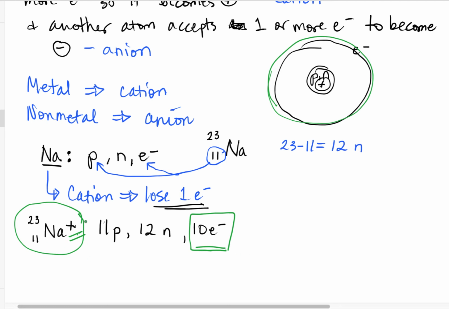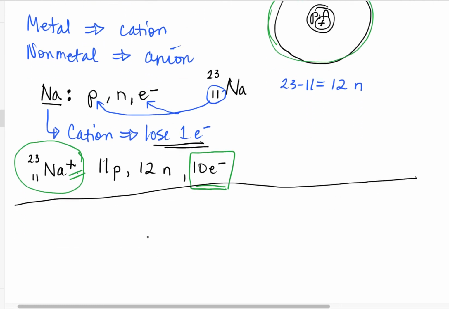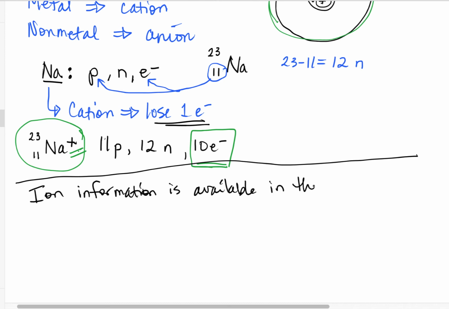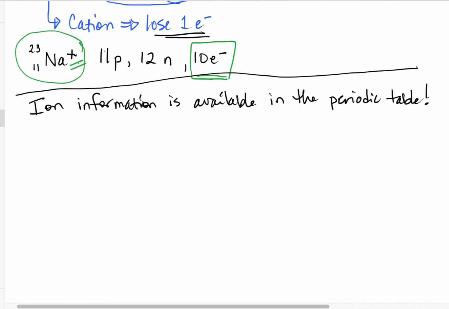Okay? Now, one of the great things about the periodic table is that the periodic table actually tells you a lot about which kinds of ions are formed. So ion information is available in the periodic table. Now you can't just automatically figure out every single one, but there are a lot of hints, so it's very helpful to get familiar with it.